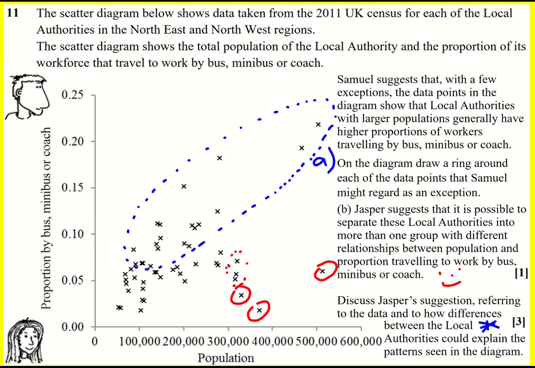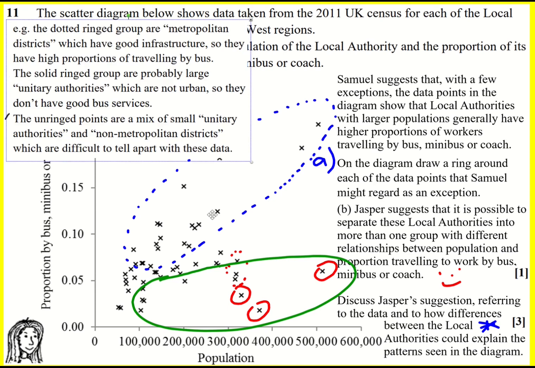Okay, so that's something to maybe write about. And then we seem to have a few districts like over here, where even though the population is increasing, the proportion taking the bus and so on is staying the same. In fact, I'm going to make that a solid green ring. So as long as you try to identify some different subsets and explain them logically, you should get some credit in this question. I'm going to tell you about the mark scheme now.